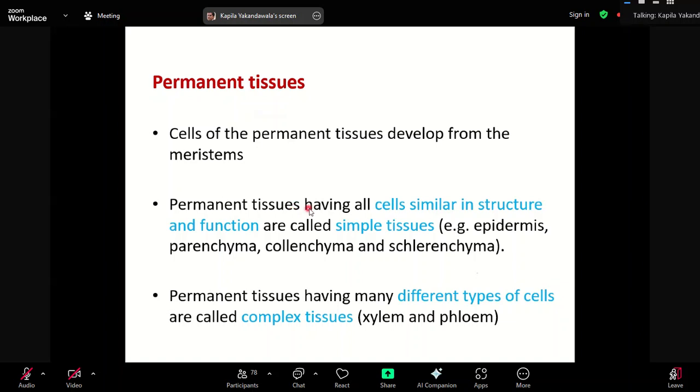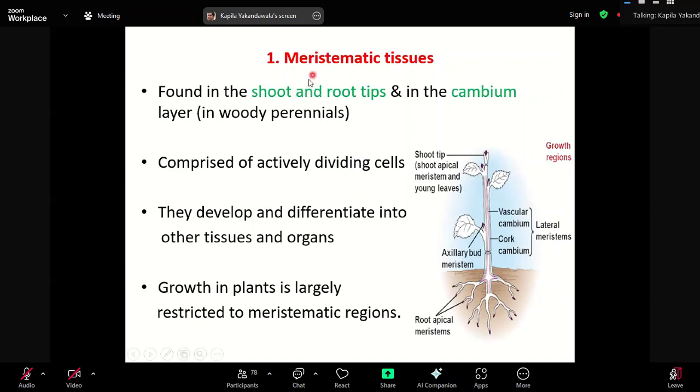So in permanent tissues, all the cells are similar in structure and function, like epidermal tissues, parenchyma tissues, collenchyma tissues. Those are a group of similar cells we call tissues. Like xylem tissue, phloem tissue, those are groups of similar tissues. Groups of similar cells form tissues.